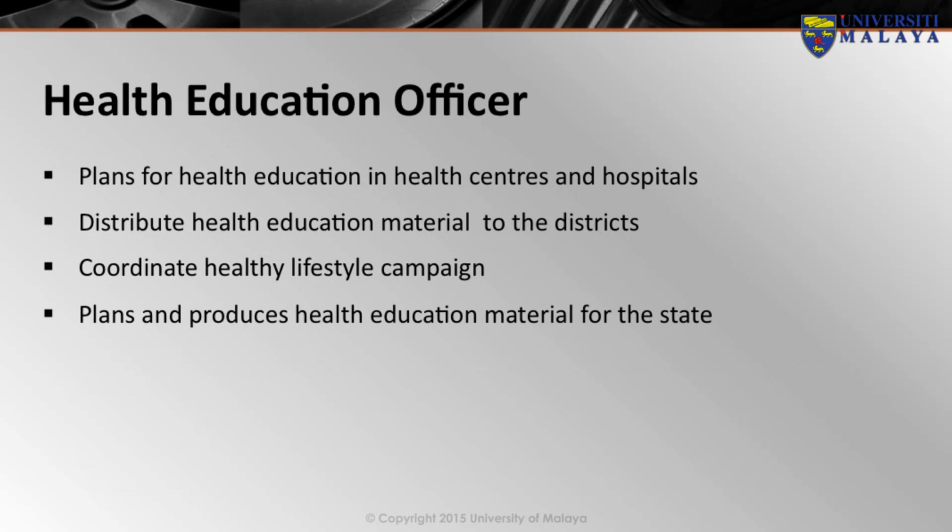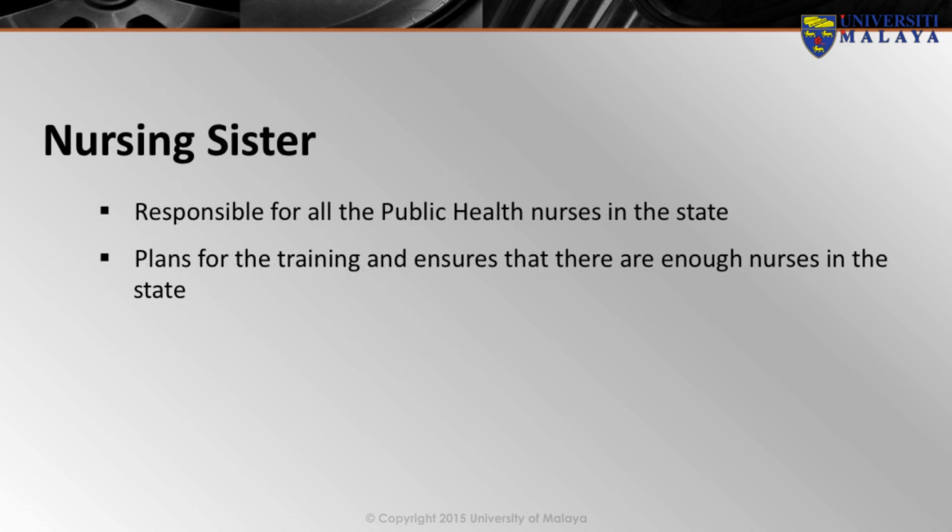The health education officer plans for health education in health centers and hospitals. They distribute health education material to the districts. They coordinate healthy lifestyle campaigns. They plan and produce health education materials for the state. The nursing sister is responsible for all the public health nurses in the state. They plan for the training and ensure that there are enough nurses in the state.